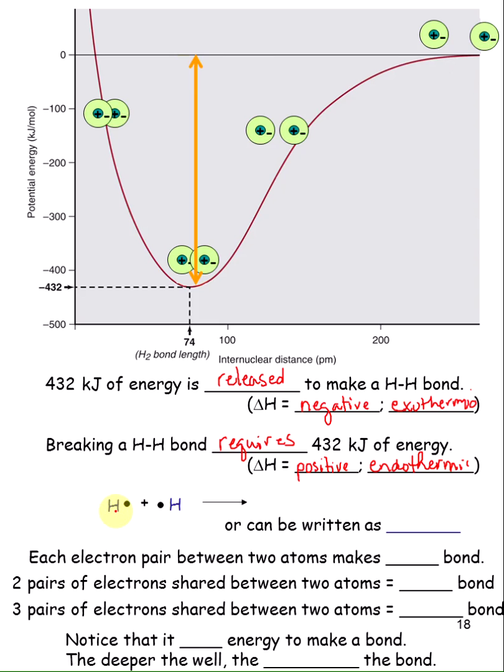So using the Lewis structure of the atom for hydrogen, they have one electron in its valence shell, and we're combining two hydrogen atoms. We can write this as H with two dots in between to show that there's a bond in between because it's sharing these two electrons, or we can write that as a dash, and that single dash there represents a single bond, and that means two electrons. So each electron pair between two atoms makes one bond.